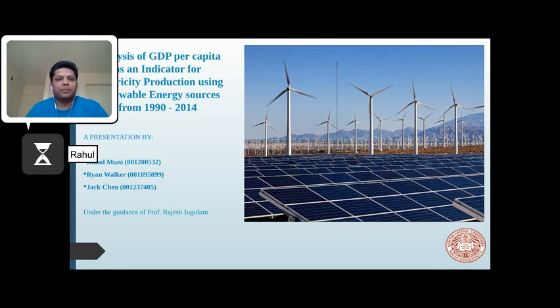Hello, everyone. This project is based on analysis of GDP per capita as an indicator for electricity production using renewable energy sources from 1990 to 2014. The group members include myself, Rahul Muni, Ryan Walker, and Jack Chen.